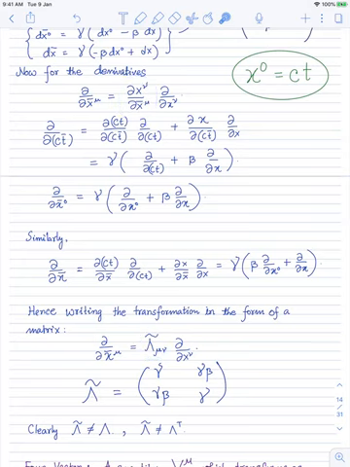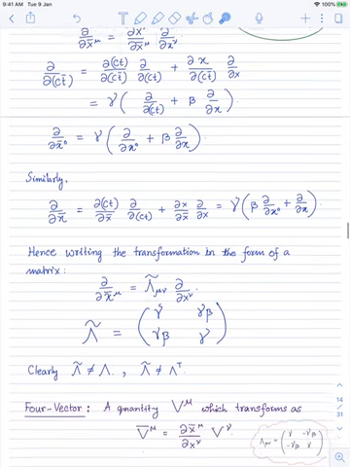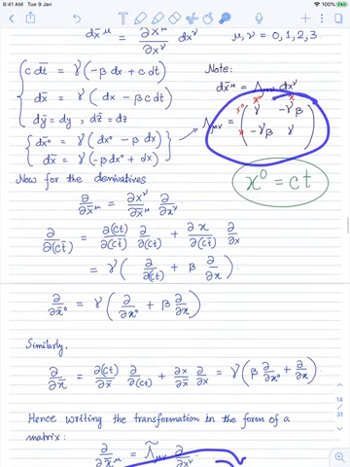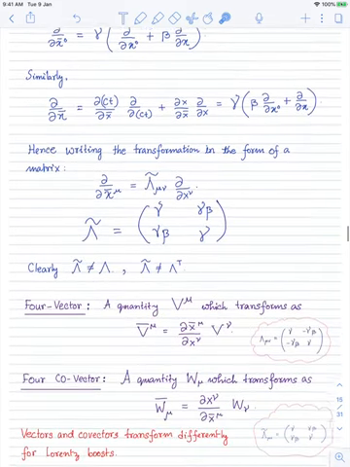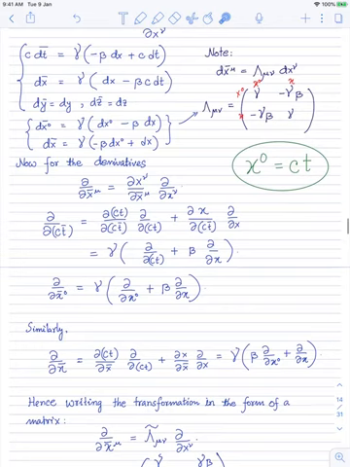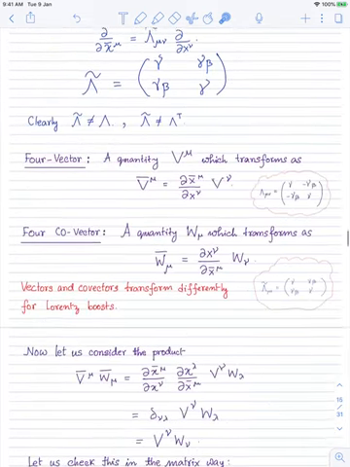As you can see now, it's very clear that this matrix is very different from the matrix out here, because the signs are different and there's no way that the signs will be the same. So lambda tilde is not equal to lambda. The infinitesimals and the derivatives transform differently when we are talking about Lorentz boost transformations. They transform in the same way when we talk about rotations, but differently when we talk about boosts.